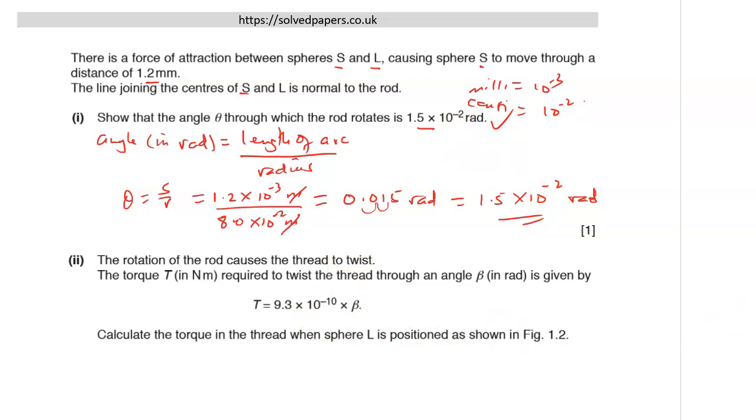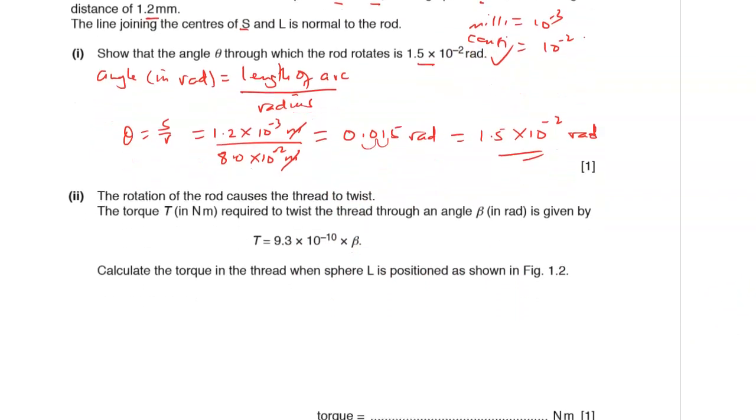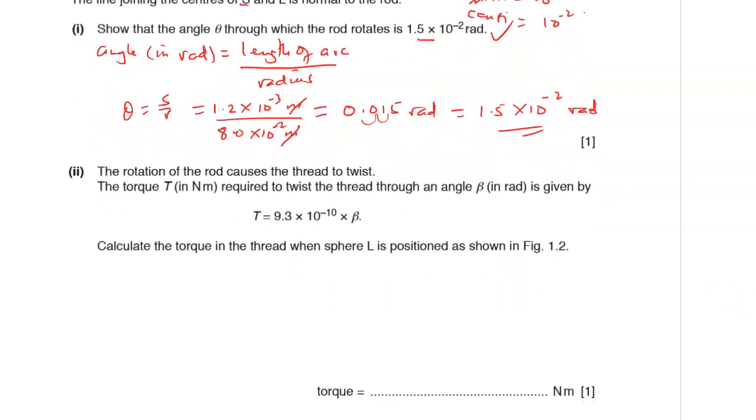Okay. Part 2. The rotation of the rod causes the thread to twist. The torque T in newton meters required to twist the thread through an angle of beta in radians is given by this. Torque T is equal to 9.3 times 10 raised to power minus 10 times this angle in radians.